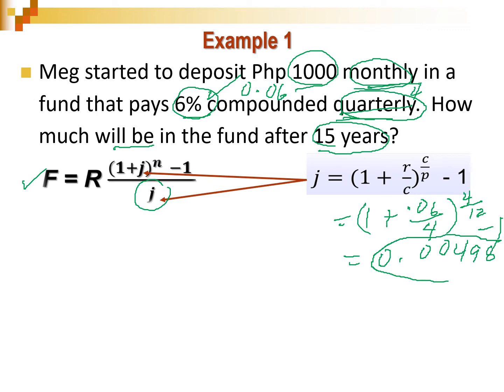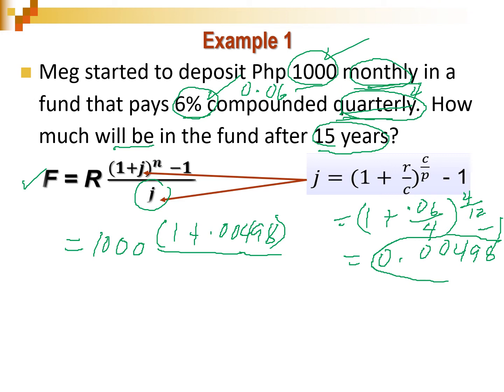So F equals R should be replaced by 1,000. So 1,000 is the regular monthly payment. And then let's copy 1 plus J. This time we can write J as 0.00498 based on our computation. And then raise to N.